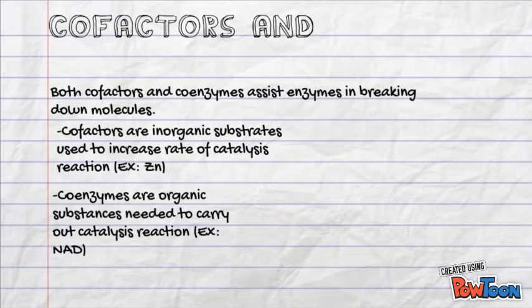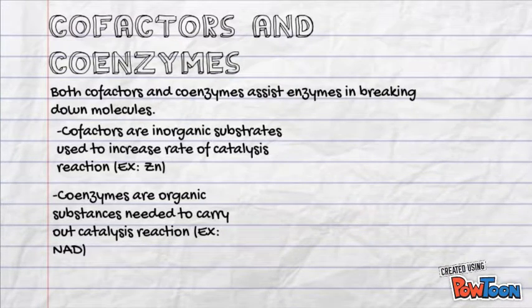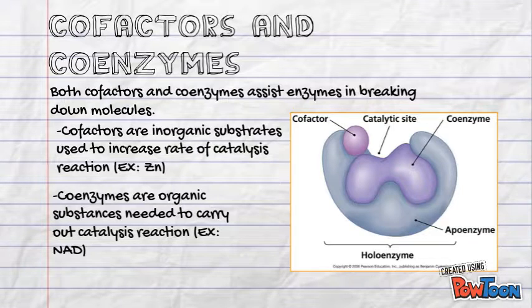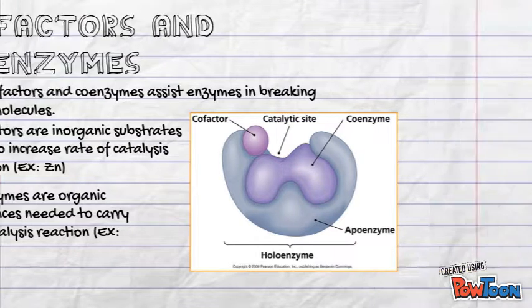Cofactors and coenzymes. They both assist in breaking down substrates. Cofactors are non-protein chemical compounds, while coenzymes are non-protein components that form part of the active site.